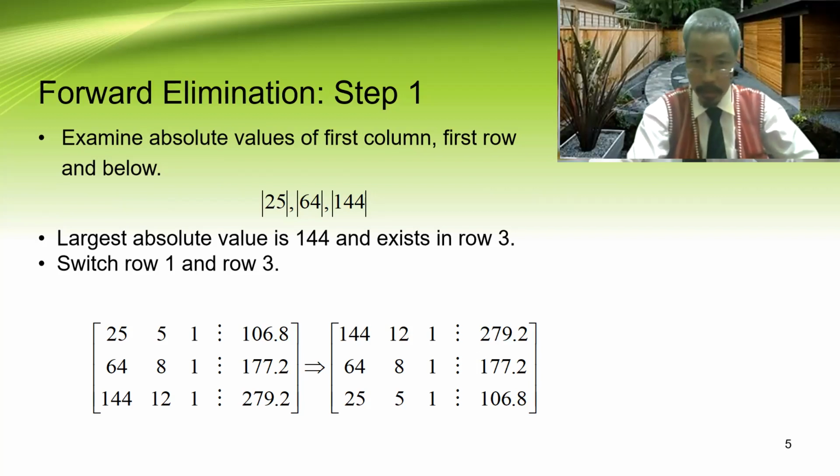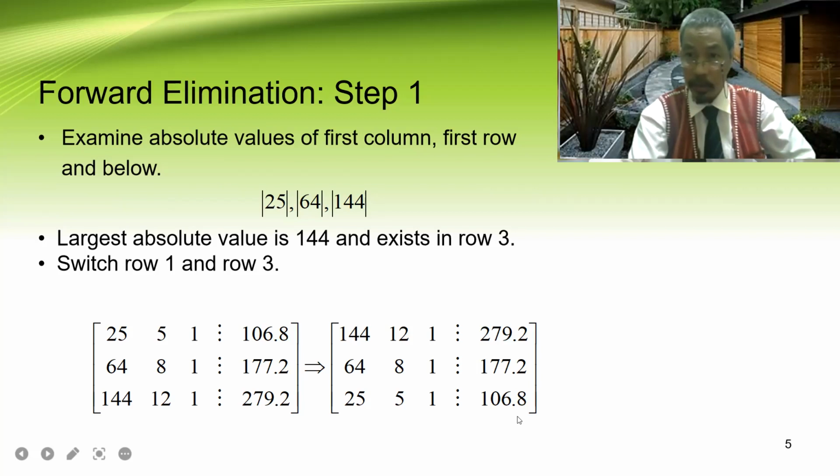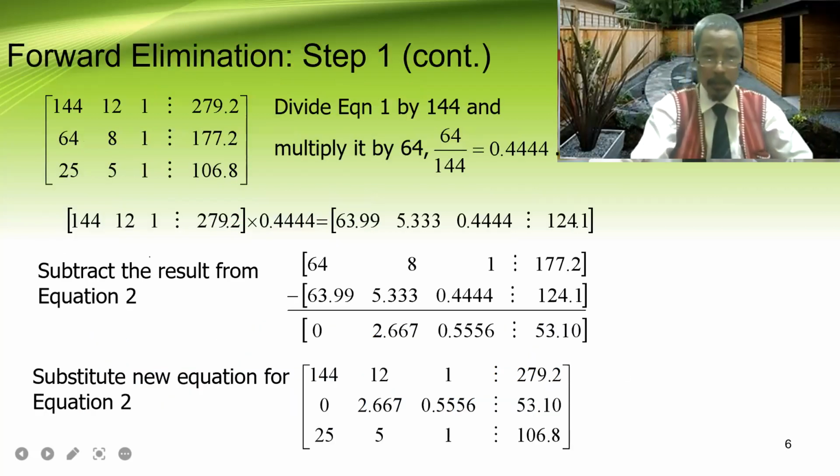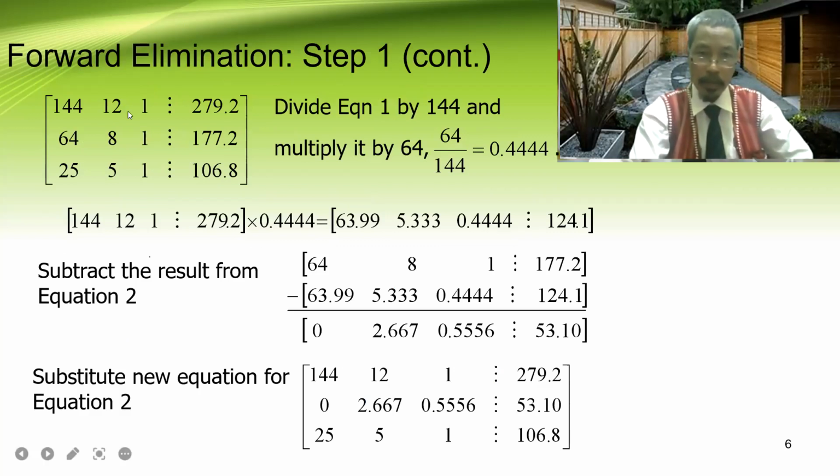Switch. So now equation 1 is now the equation number 3. So let us do the forward elimination. First step of operation: this first equation, divide by 144, multiply by 64.